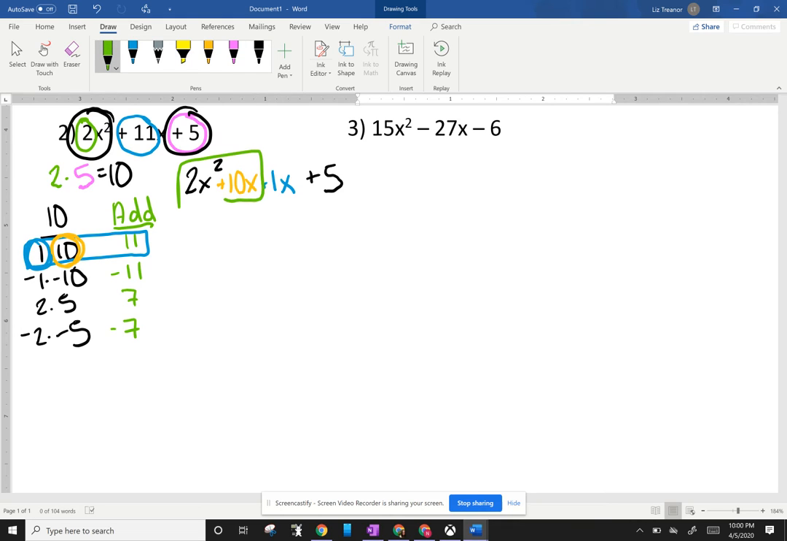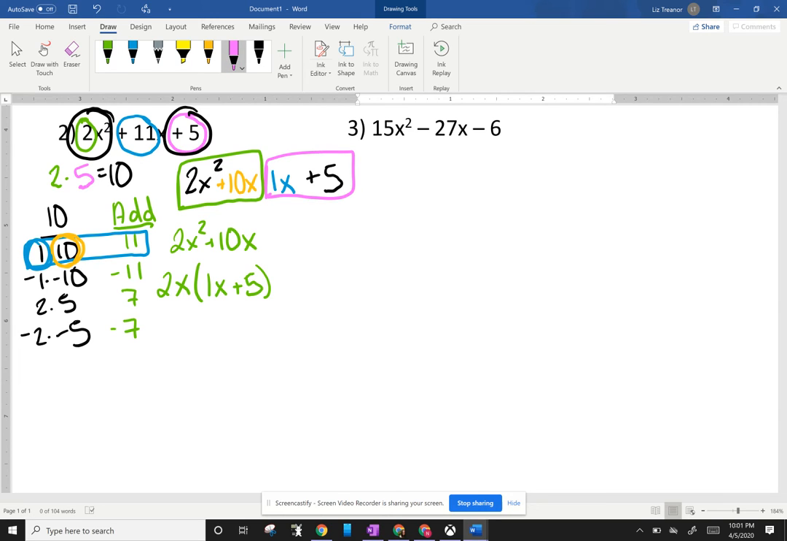All right, and now let's focus on the 2x squared plus 10x first. The GCF of 2 and 10 is 2. That's the greatest common factor of 2 and 10 is 2. And they both have an x. 2 times 1 will bring us back to 2. And x times x will bring us to x squared. Plus 2 times 5 will bring us to 10. And we don't need to put an x on this one.